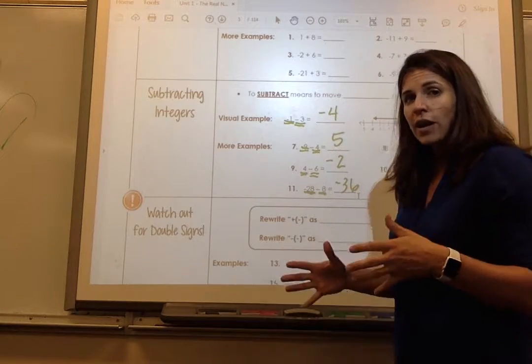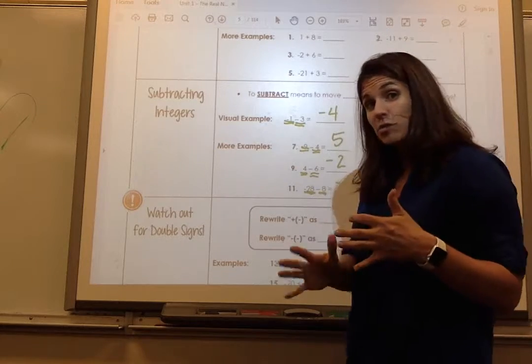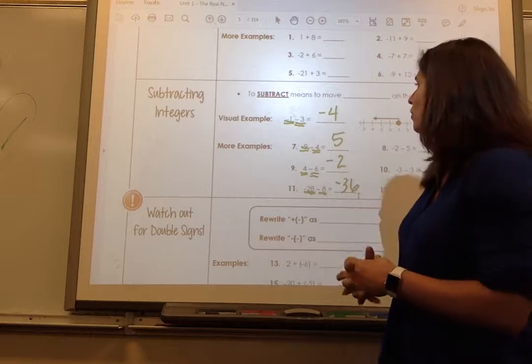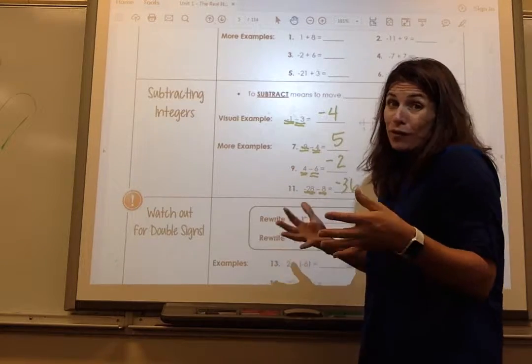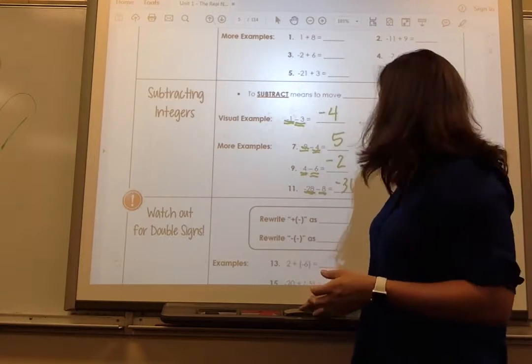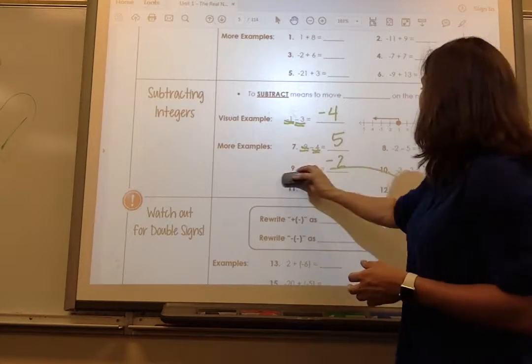We no longer in algebra say adding and subtracting. What we say is we're combining integers. We're combining like terms because it doesn't really matter if you're adding or subtracting. We're looking at, do you have more positives or more negatives? So that's what we're doing there.